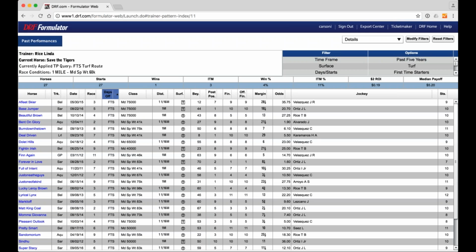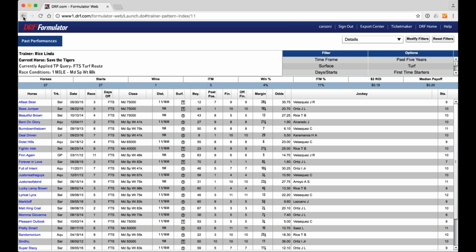Oh my God, look at it. She's 1 for 27 first-time turf route. 1 for 27. So her win percent is 4%, and her ROI is a paltry 19 cents on a $2 bet. So we know that the Linda Rice horse is going to take some money. This is a horse I want to play against thanks to the trainer stats.